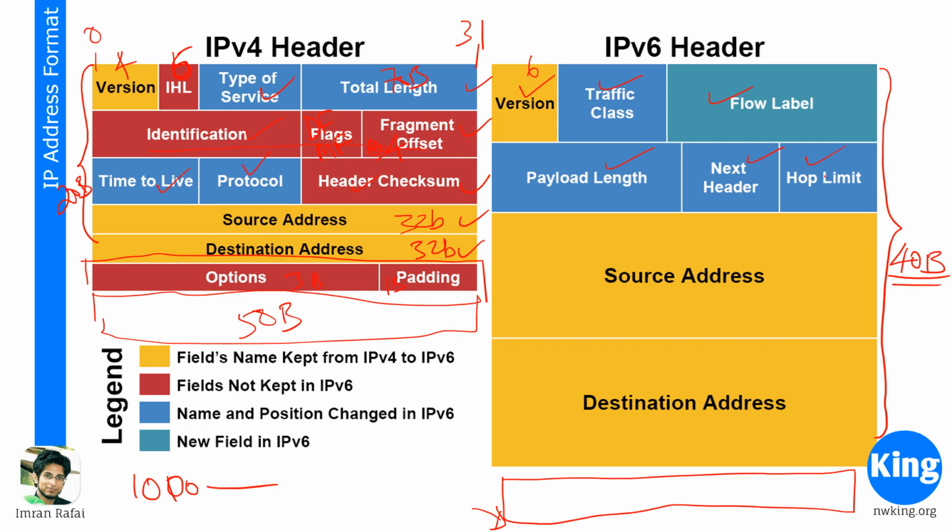Hop limit is comparable to TTL, right? It is a loop prevention mechanism, and there are 128 bits for source address and 128 bits for destination address, and that's how you get 40 bytes of header for IPv6. Now, like I said, IPv6 is much simpler, so it's much more efficient for the router to make routing decisions using IPv6 headers.